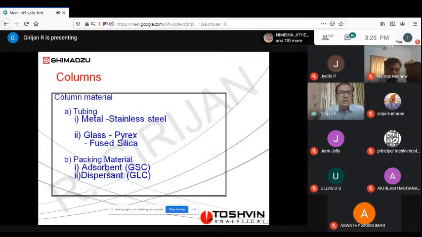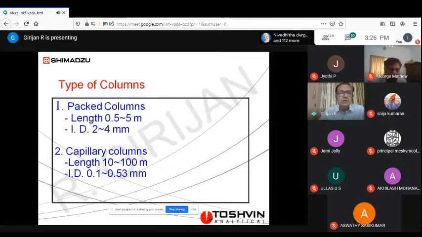And columns, as I told you, I am again repeating, column is the heart of the system. Columns can be made of different materials. It can be made of stainless steel, that's a metal column. It can be made of glass, or it can be made of fused silica. Okay, there are 3. And columns also are divided into 2 different types: packed columns and capillary columns.